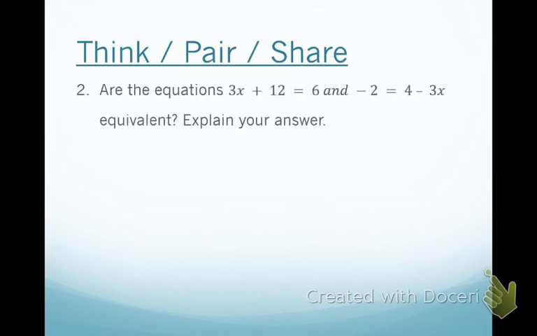All right, for the final question, it says, are the equations 3x plus 12 equals 6 and -2 equals 4 minus 3x equivalent? Remind me again, guys, what does equivalent mean? Equal or the same. Okay, so let's start with the very first one. 3x plus 12 equals 6. What should I do? Who can help me with this? Jonathan, what do I do?